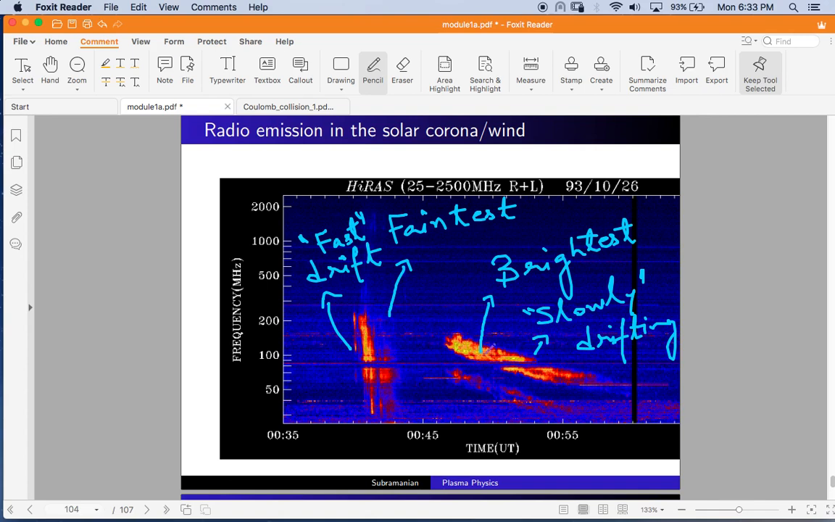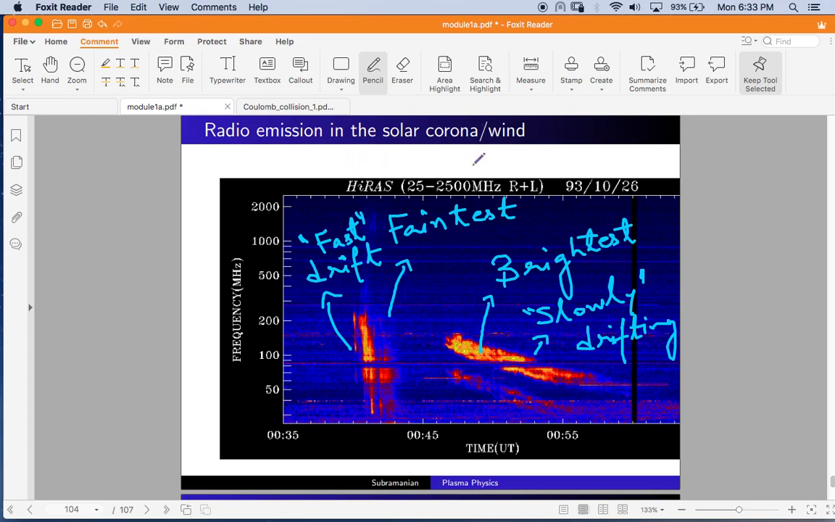This, on the other hand, is a much more slowly drifting feature. This kind of emission is most likely due to the passage of a shock through the solar corona, which is exciting electrons near it. As the shock passes, it's exciting electrons near it. And the excited electrons are, in turn, exciting plasma oscillations, which then undergo these kinds of three-way mixing processes and ultimately emit electromagnetic radiation. Okay, so this was an example of radio emission in the solar corona, a solar wind.